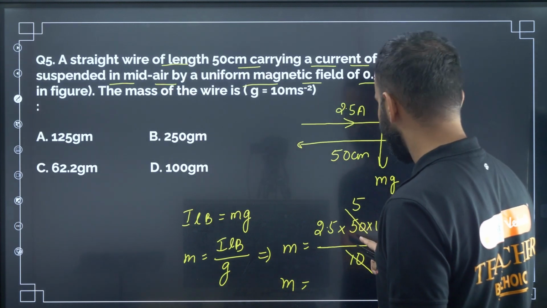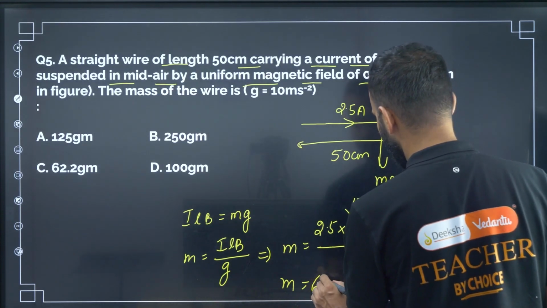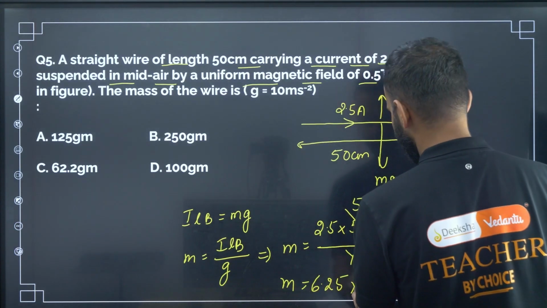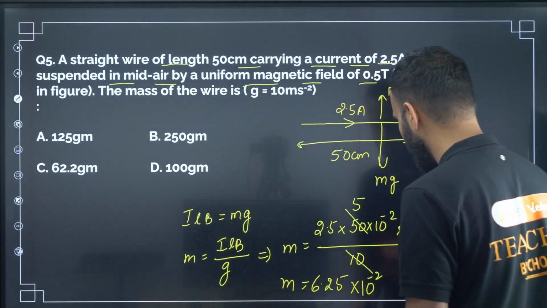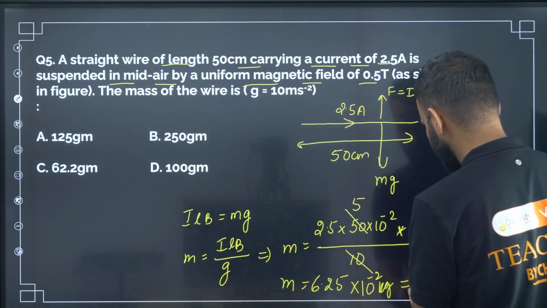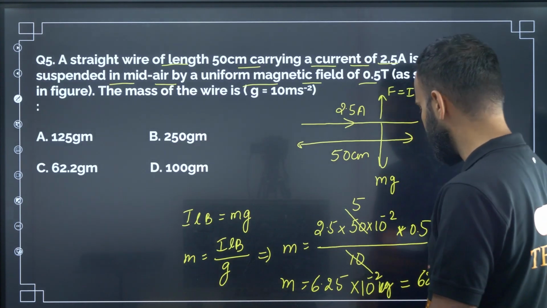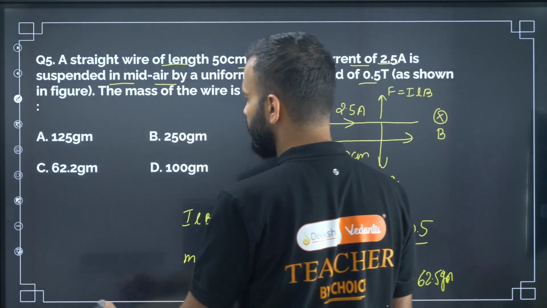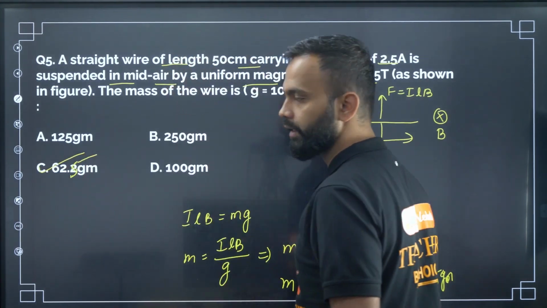2.5 into 2.5, that is 6.25, into 10 to the power minus 2 kg, or we can write it as 62.5 gram. This is the mass of the wire. So here they have given 62.2 gram. No, this has to be 62.5 gram. So option C is the correct answer.